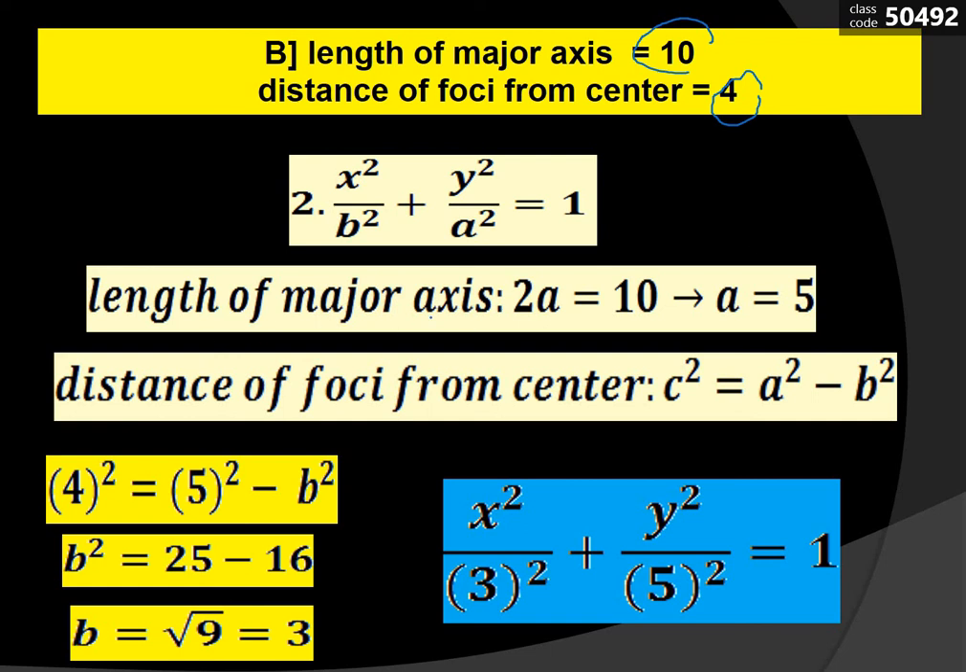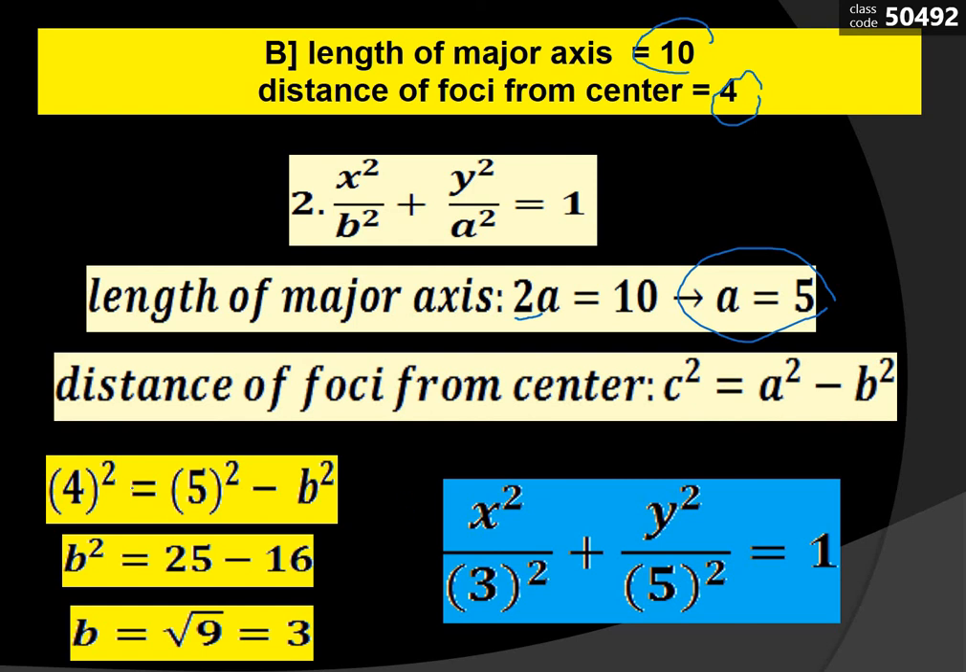What's the formula for the length of the major axis? It is 2a. From the given, it is 10. To solve for a, divide it by 2. So we have a equals 5. What do we mean by a distance of foci from center? This is c squared equals a squared minus b squared. So remember this: a distance of foci from center is given by c squared equals a squared minus b squared.